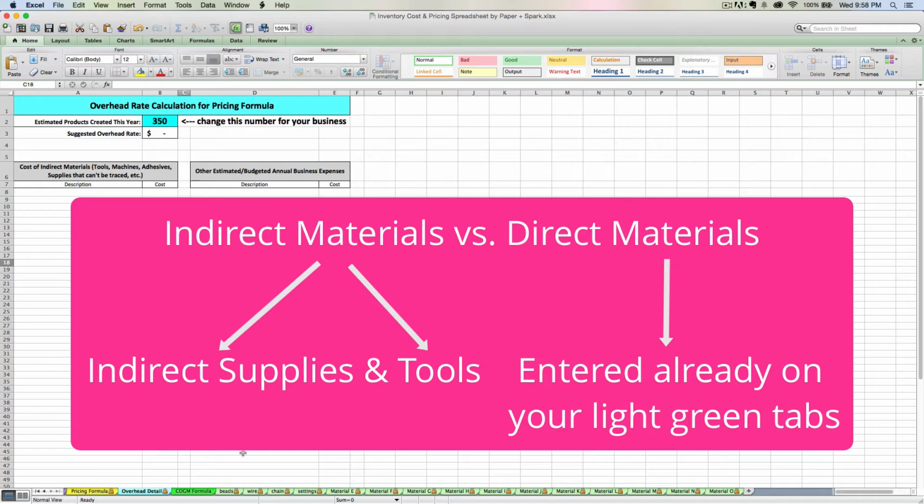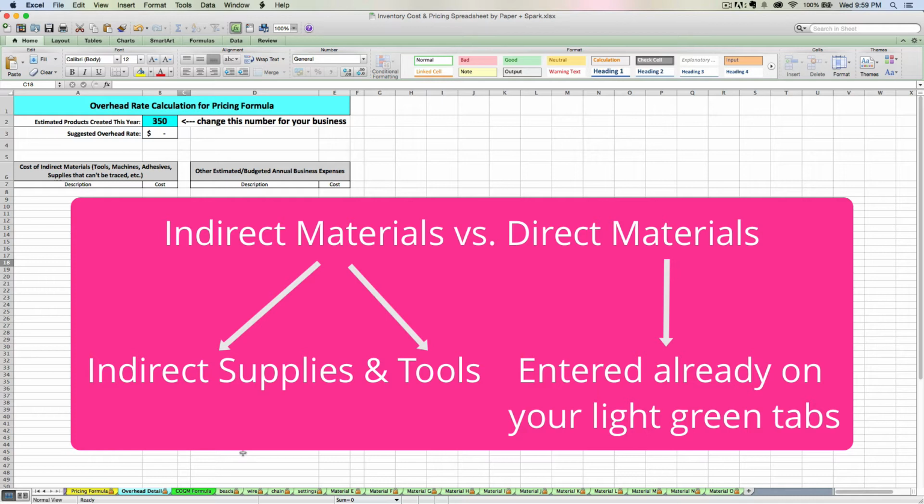And that would be like glue. I used this bottle of glue to make this handmade card, but I have no idea exactly how much glue came out of the bottle to go into this card. That would be really painful to measure, and I'm not going to do that. The second type of indirect material are your tools. Your tools don't literally go into your finished product, but you're required to use that tool in order to create it. That's something like your sewing machine, your pliers, your scissors.